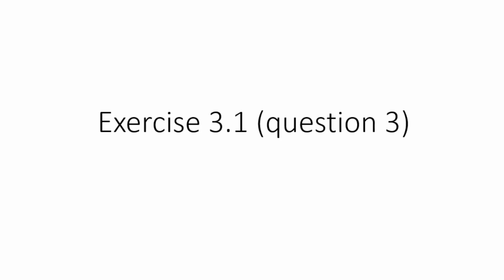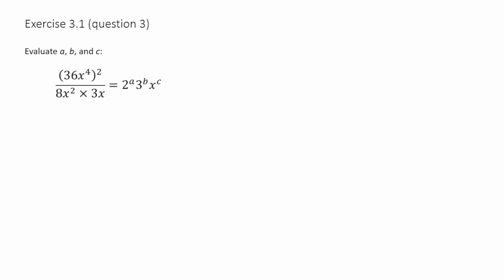Hi guys, I'm going to go through exercise 3.1 question 3 with you since I had a couple of questions about that earlier today. So let's have a look at the question. Here we've got an equation: (36x^4)^2 over 8x^2 times 3x is equal to 2^a times 3^b times x^c. And basically what we've got to do is find the values of a, b, and c.